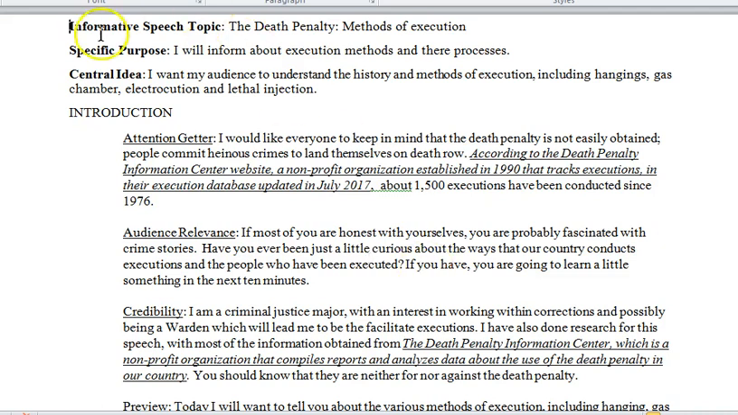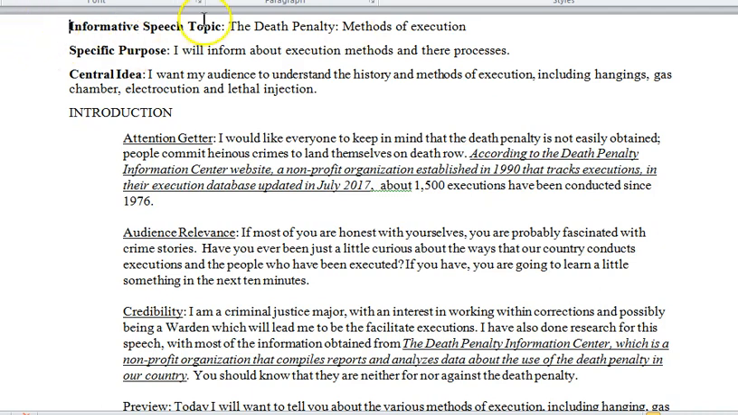So we start up here at the top. Informative speech topic, the death penalty, methods of execution. You also are going to have the topic of your speech on your preparation outline. This is what you're going to hand in to me. You're not going to use this preparation outline to deliver your speech. Look how many words there are on this. If you were to do that, you would read to us, and we don't need to be read to. It's not a reading class. You're going to speak to us. So after you develop this nice long preparation outline, you're going to practice from it, hence the word preparation outline, and then you're going to convert that into a keyword outline.